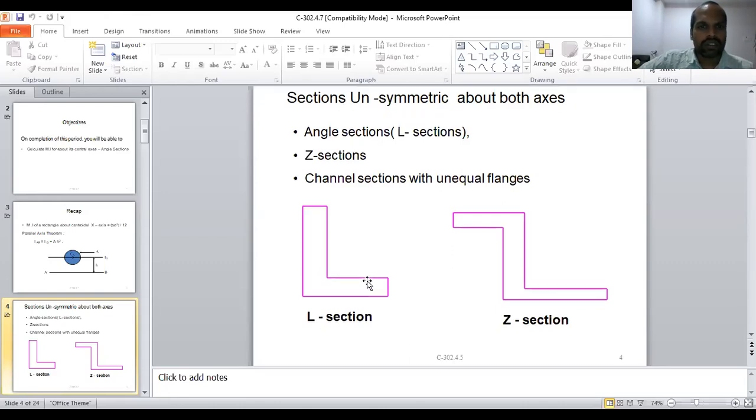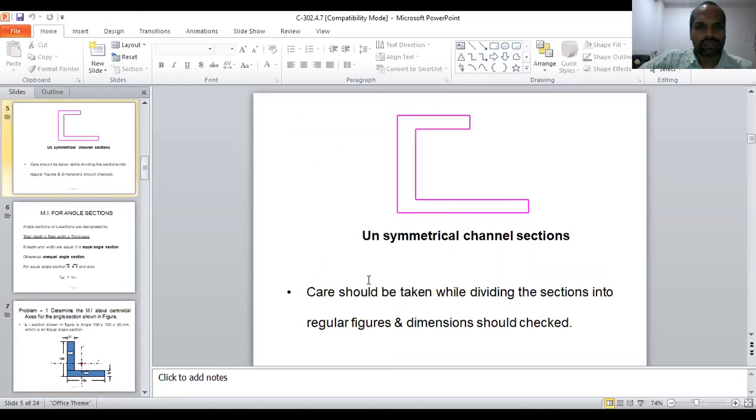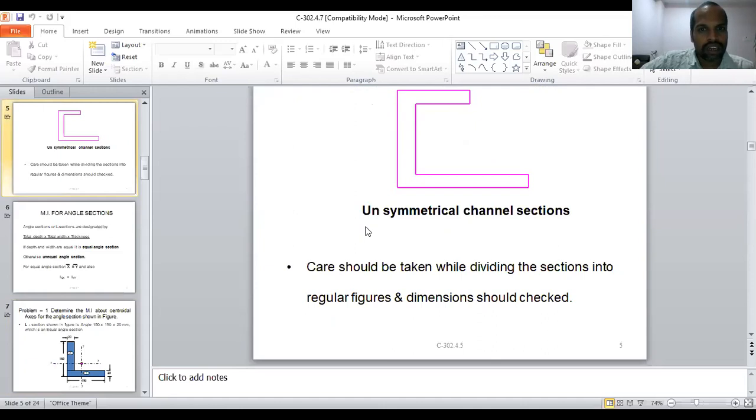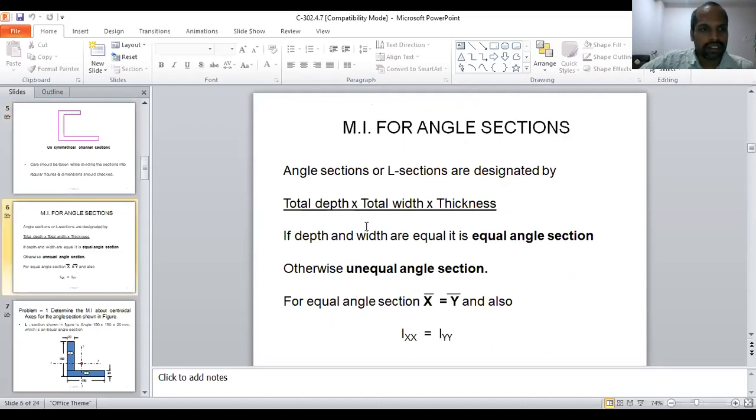Right. Now let us see the unsymmetric channel section. Care should be taken while dividing the section into regular figures, and dimensions should be checked. Sometimes a dimension is given from here to here, and while dividing the section like this, you have to see that this flange is here to here. You have to redimension it. Otherwise, if you take 180 directly, there is a very good possibility that a mistake is made. Right?